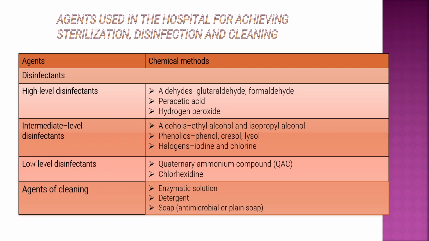Agents used in the hospital for achieving sterilization, disinfection and cleaning. So they are divided into high level, intermediate level, low level and agents of cleaning. High level disinfectants: the examples are aldehydes, that is formaldehyde and glutaraldehyde, peracetic acid and hydrogen peroxide. Intermediate level disinfectants are alcohols, for example ethyl alcohol, isopropyl alcohol, phenols, then cresol, lysol, halogens, iodine and chlorine. Low level disinfectants are quaternary ammonium compounds and chlorhexidine. Agents of cleaning are enzymatic solution, detergent, soap, either antimicrobial or plain soap.